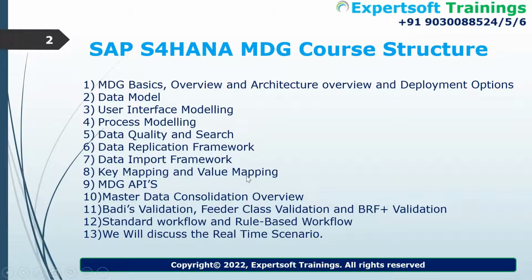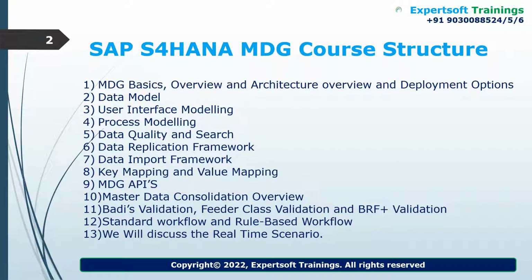Fine. So next is data modeling. In data modeling we will go through the complete out-of-the-box SAP provided data model. One is BP for business partner, MM for material master, and FI for finance. Beyond these, we are also going to create a complete custom data model end to end, and see how we create a custom data model.